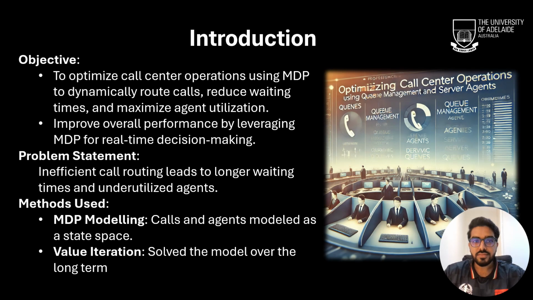Let's get started. The goal of this project is to improve call center operations by optimizing the way calls are routed to agents using a technique called Markov decision process. The main objective is to dynamically route calls in a way that reduces customer waiting times while maximizing the utilization of available agents. In a typical call center, calls may be queued for long periods of time. An agent may remain idle at times, which affects overall productivity and customer satisfaction. By applying MDP, we aim to reduce these inefficiencies by making data-driven decisions in real time.